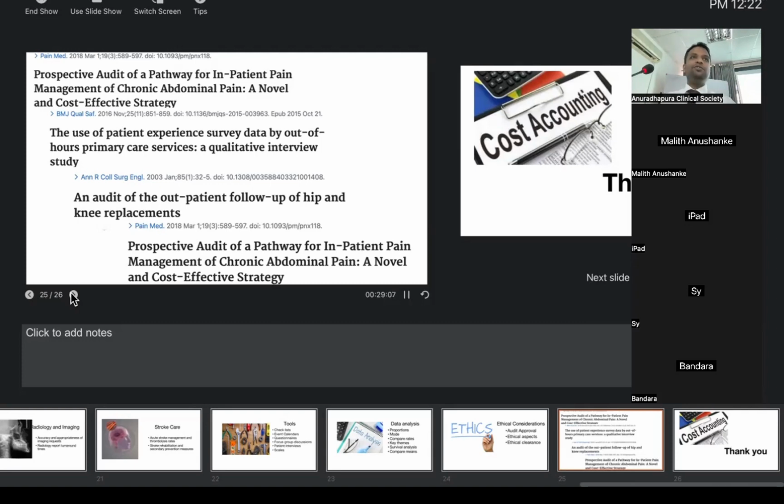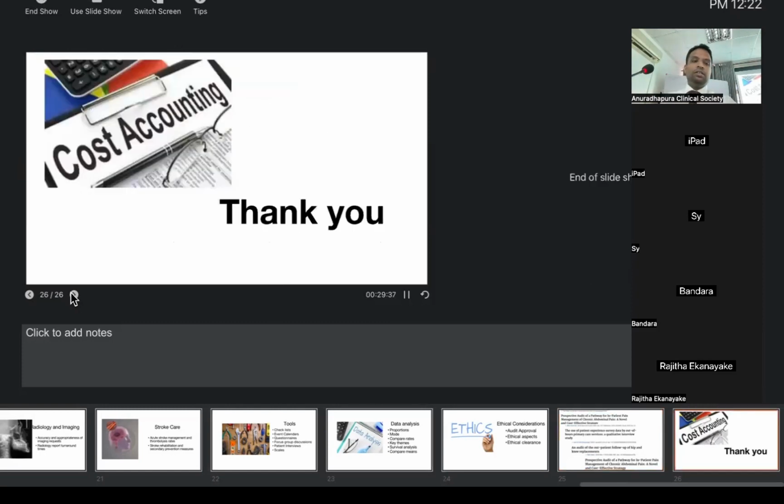But when it comes to publication, you might need ethical clearance. Applying for ethical clearance retrospectively is not ethical, so it's important to have the ethical clearance before doing the research. But if you are doing it with secondary data, and there are no proper ethical issues, you can go both ways. So thank you very much. Cost accounting is the most important thing. So with regards to audit, that's it.